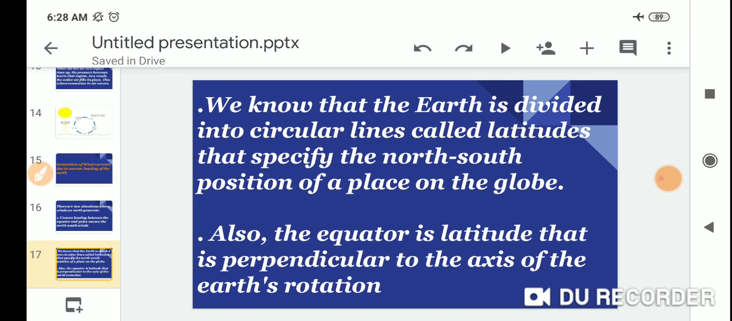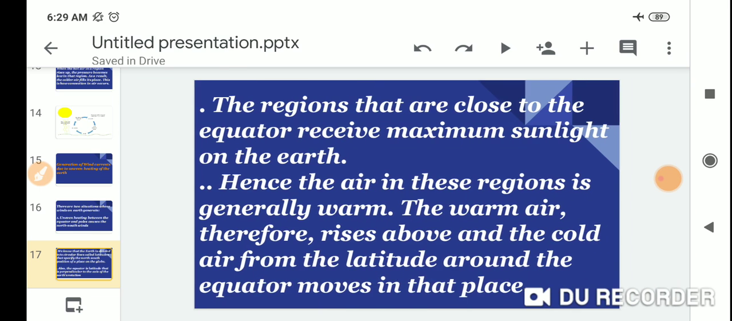We know that the earth is divided into circular lines called latitudes. They specify the north-south position of a place on the globe. Also, the equator is the latitude that is perpendicular to the axis of the earth's rotation.